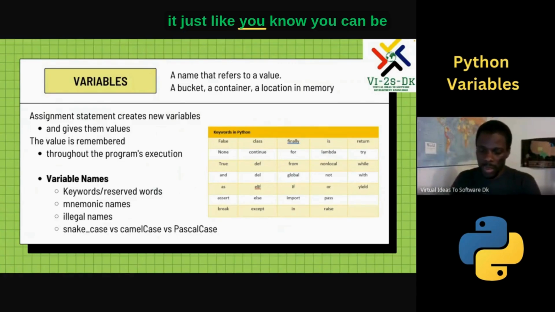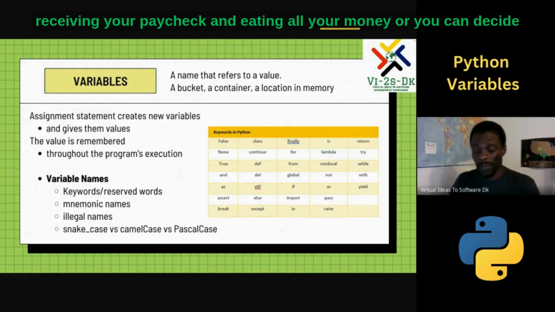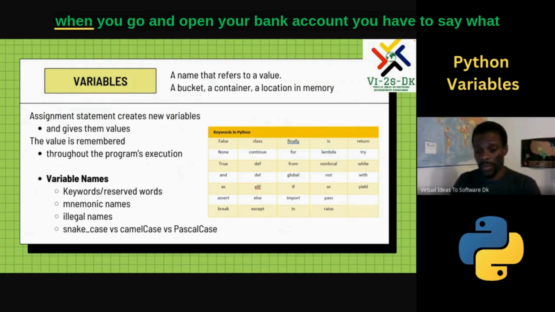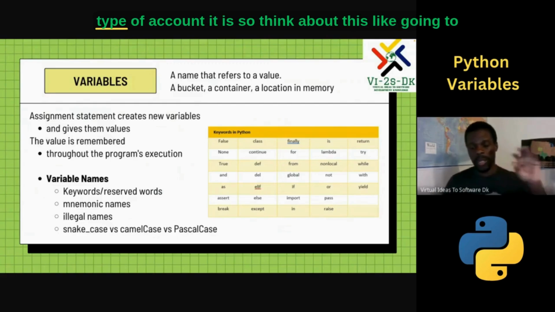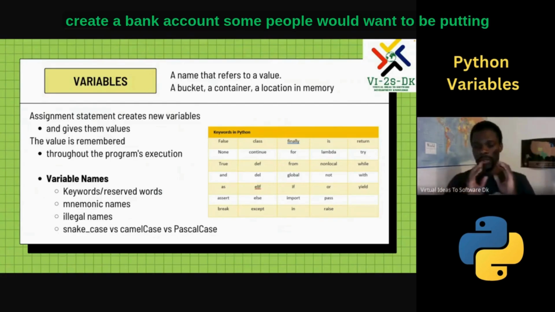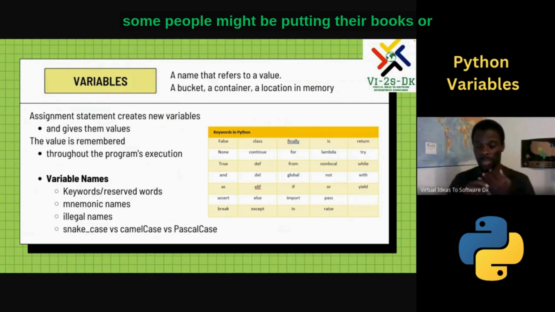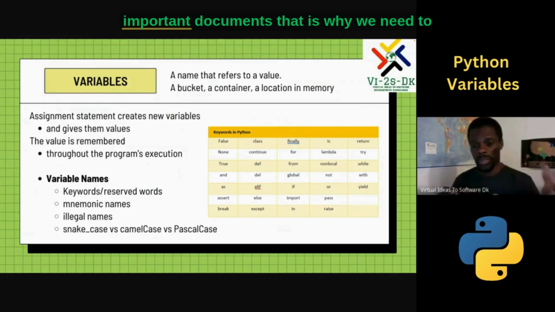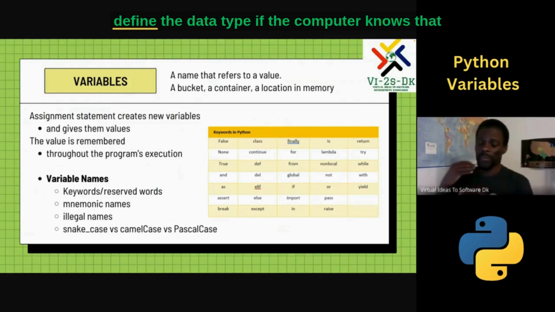Just like you can receive your paycheck and eat all your money, or you can decide to open a bank account. When you open a bank account, you have to say what type of account it is. So think about this like creating a bank account. Some people would want to put their gold in there, some might put their jewelry, some might put their books or important documents. That is why we need to define the data type.